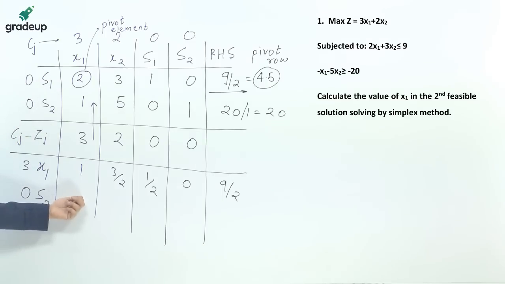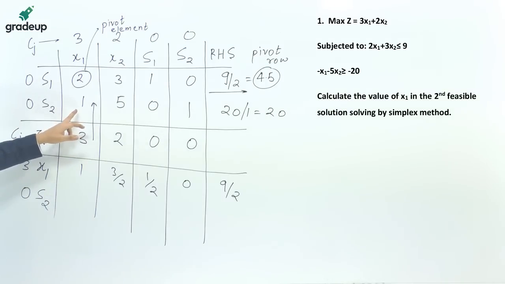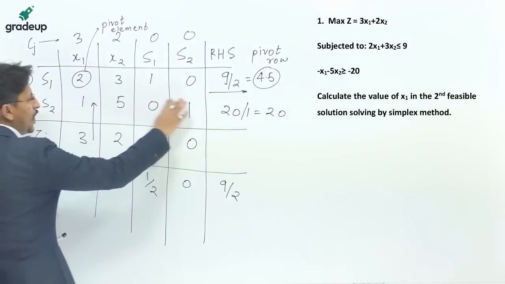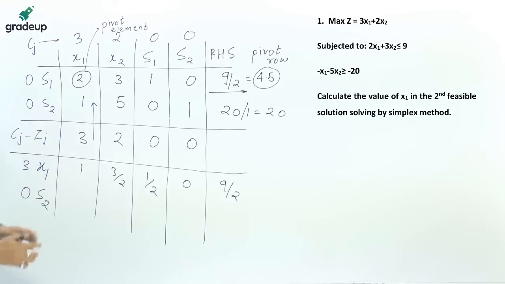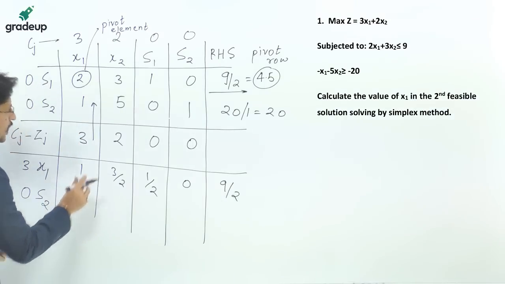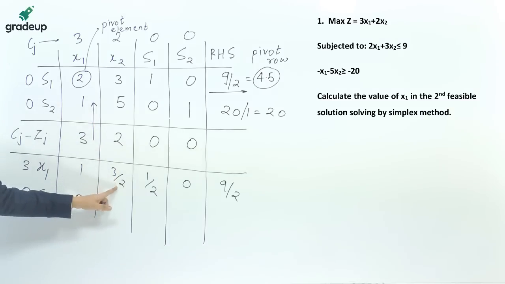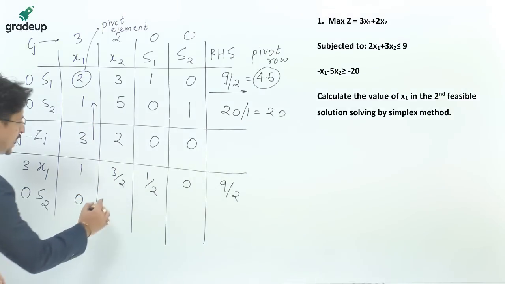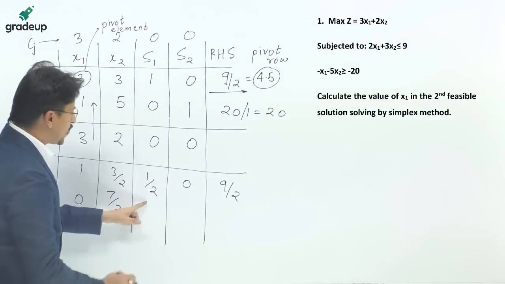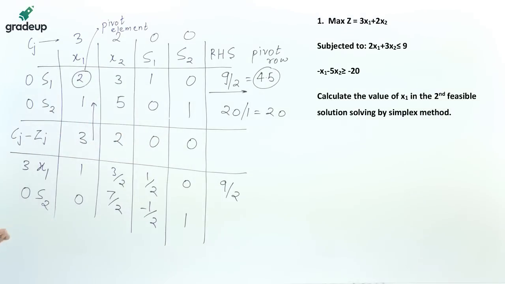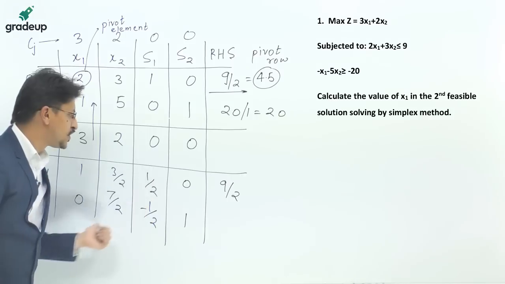So you have to get a 0 here. How will you get the 0? When you subtract this row by this row, 1 minus 1 gives you 0. 5 minus 3 by 2 gives you 7 by 2. 0 minus 1 by 2 gives you minus 1 by 2, and 1 minus 0 gives you 1. So now in the order of appearance, that is x1 and s2, you get an identity matrix 1 0 0 1.